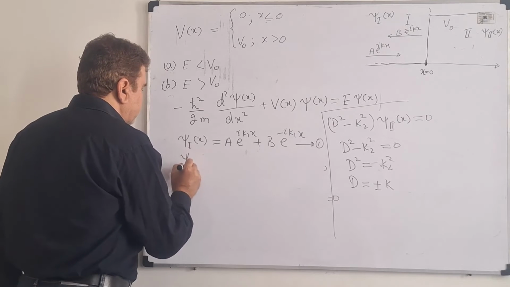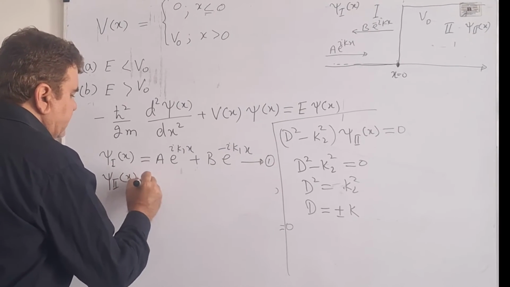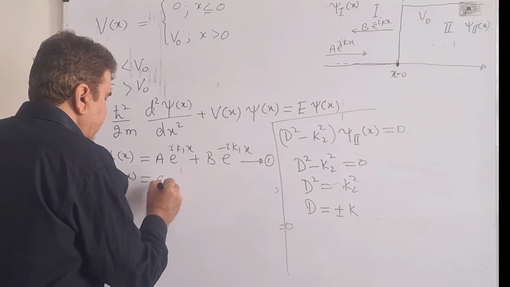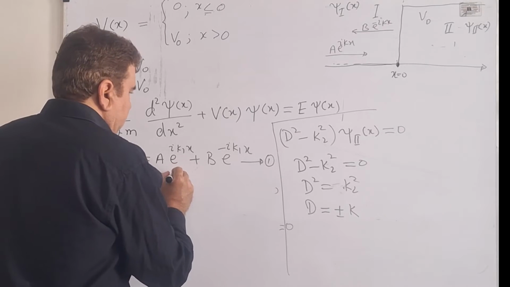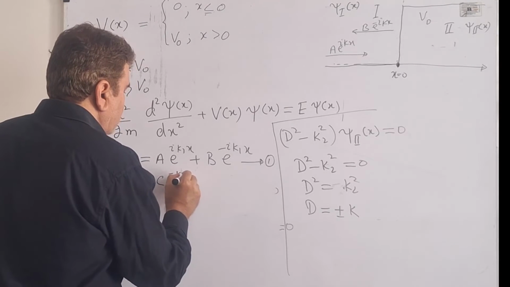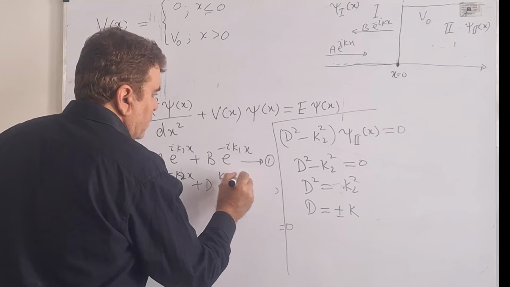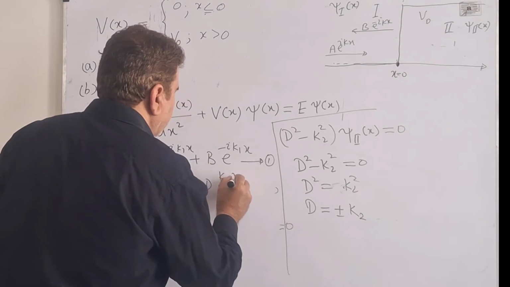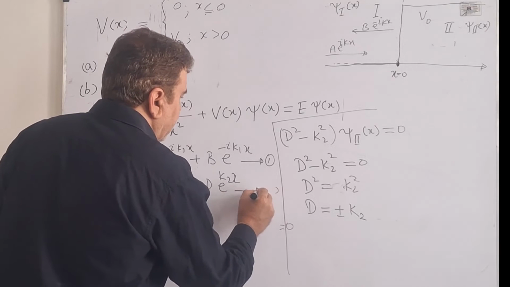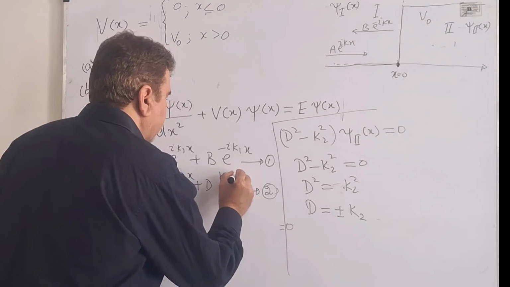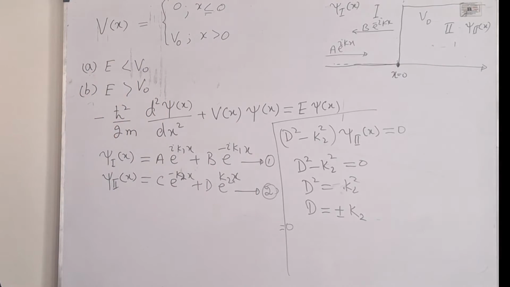Psi 2 of x is again a two-term solution, the superposition, and I write there C exponent minus K2 x plus D exponent K2 x. I missed the 2 in the subscript, and I call this equation 2. Now I want to further discuss the physics of equation 2.